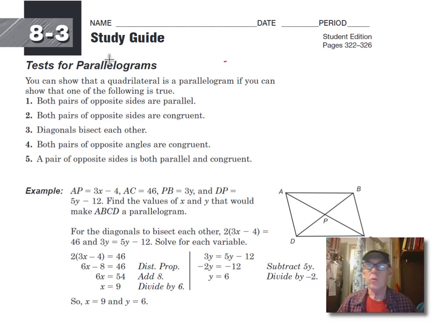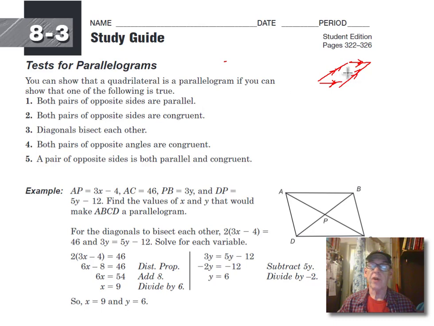Okay, this study guide deals with sort of the converse idea for parallelograms. So if you're told you have a parallelogram, there's certain properties that come along with it being a parallelogram that you know. If you just have a general figure, though, the way that you can tell if it is a parallelogram is to see if those properties are present. So if both pairs of opposite sides are parallel, let me draw an example here. So if this one and this side are both parallel to each other, then it's a parallelogram.